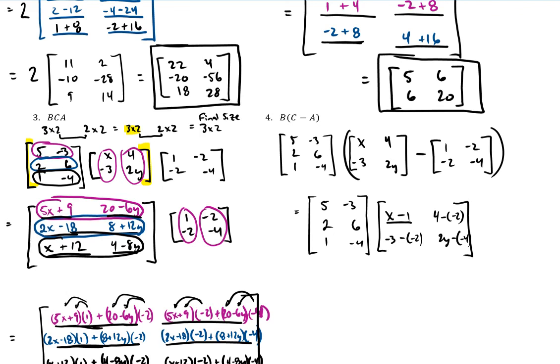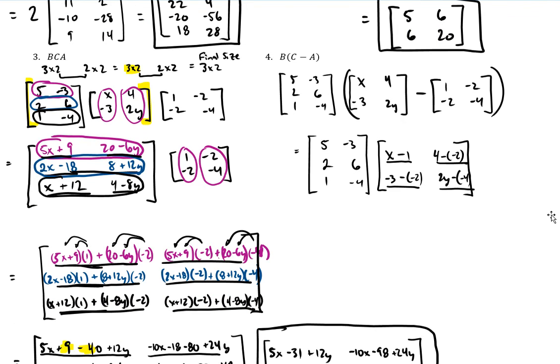I didn't do the lines. You could always put those lines in for organization. With addition or subtraction, I sometimes don't always put them in there. And so what this becomes is the 5, negative 3, 2, 6, 1, negative 4. And then here, we could reduce those, and we still get x minus 1. This would be 4 plus 2, so that's 6. And then negative 3 plus 2 would be negative 1. And then that last one would stay 2y. 2 negatives, though, would become plus 4.